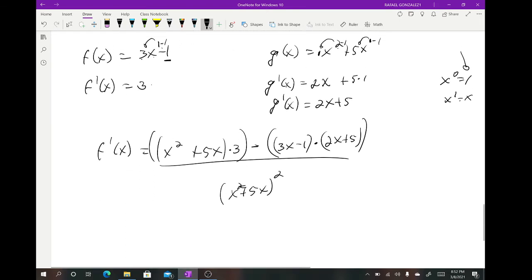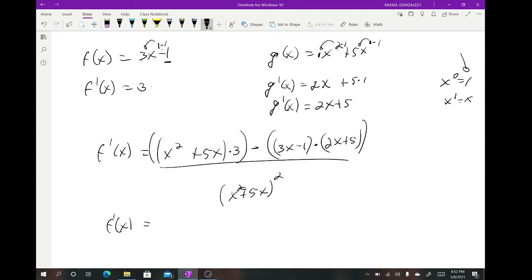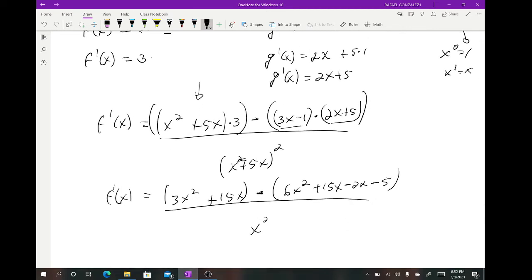Okay, so let's simplify a little bit. Right, so I'll distribute the 3 into the binomial, so that's going to be 3x squared plus 15x. That's this piece right here. Minus, and then we have to FOIL this. So 3x times 2x is just going to be 6x squared. 3x times 5 is going to be 15x. So plus 15x. Then minus 1 times 2x is just minus 2x. And then minus 1 times 5 is just minus 5. And then again, this is all divided by x squared plus 5x, squared.